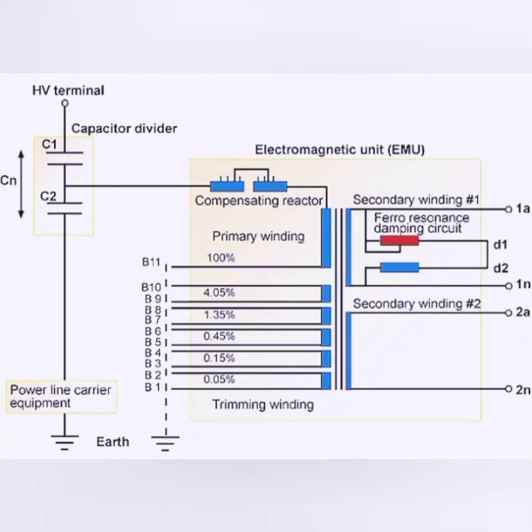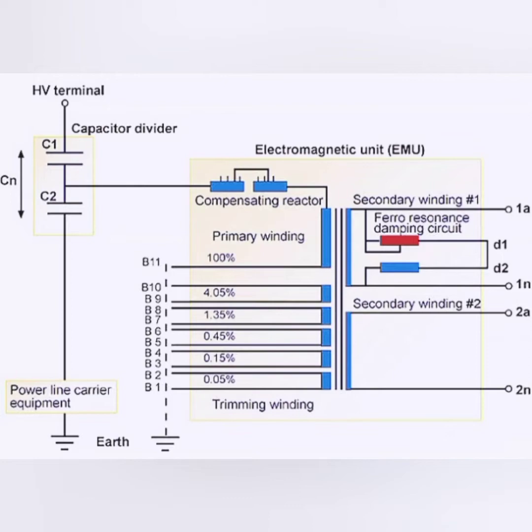Next, coming up the construction. So this is your C1 and C2, where C1 is connected at the HV terminals, which means the transmission line terminals. Then C2 will be connected with the grounding portion. Then the compensating reactor, which is used for tuning purposes, we are connecting inside the electromagnetic unit box.